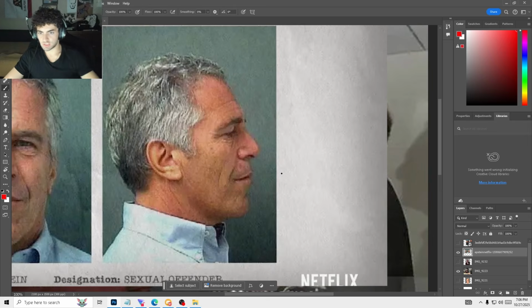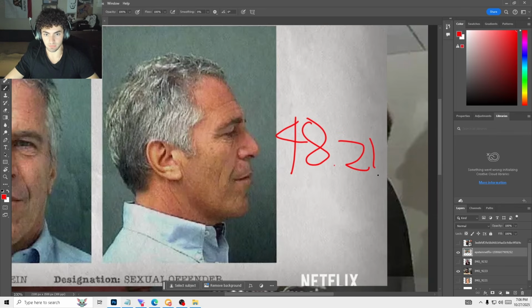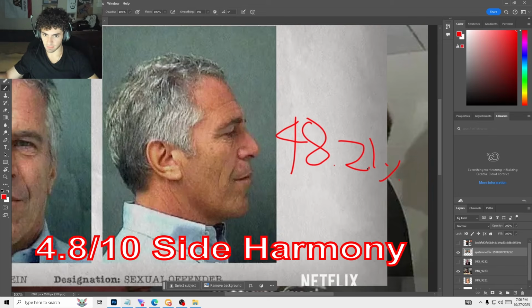So with all of those ratios accounted for and weighted, Jeffrey Epstein's side profile scores a whopping 48.21% harmony. I mean, he has a pretty typical side profile. It's definitely below average, but actually no, I'd say it's average. It's average. Typical side profile. His harmony is just horrible. This guy's harmony is absolute dog shit. But yeah, let's get into the final scoring.